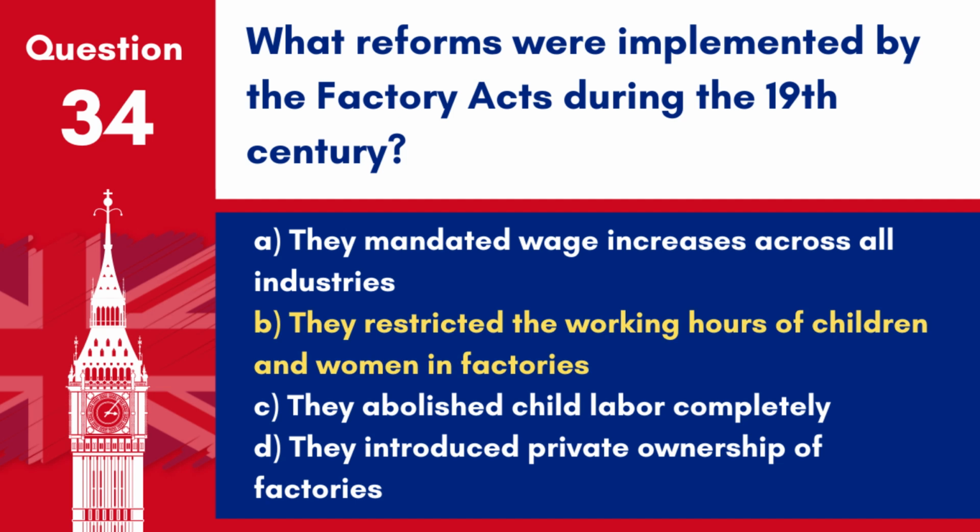Answer: B. They restricted the working hours of children and women in factories. The Factory Acts were a series of laws passed in the 19th century that aimed to improve conditions for workers in factories, notably by limiting the working hours of children and women and implementing safety measures.